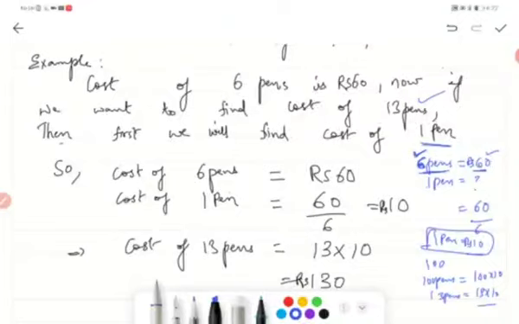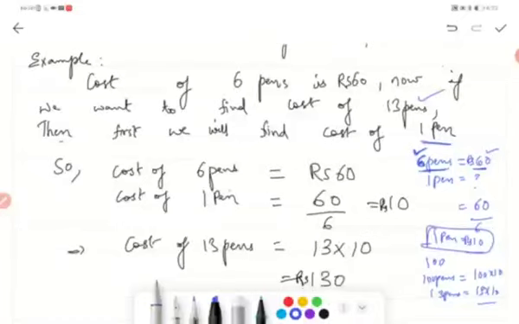If you have found the cost of one thing, that is the unit quantity of any of the things, it can be a pen, it can be a bottle, then you can easily find the cost of any number of those objects. So this type of method you call the unitary method. The same problem you can do with the direct method also. I will show you this in the next video, inshallah.